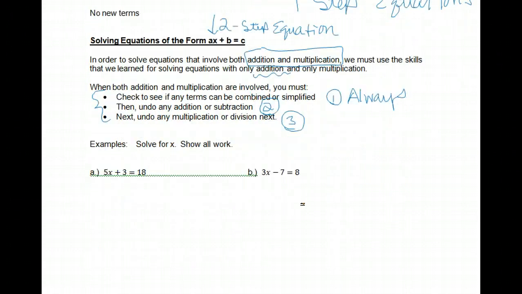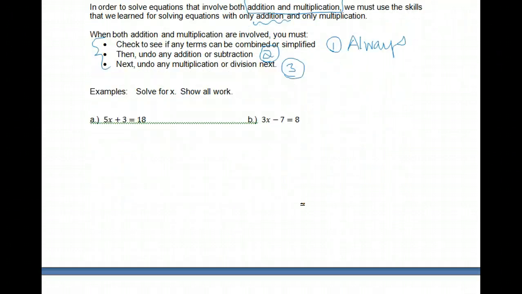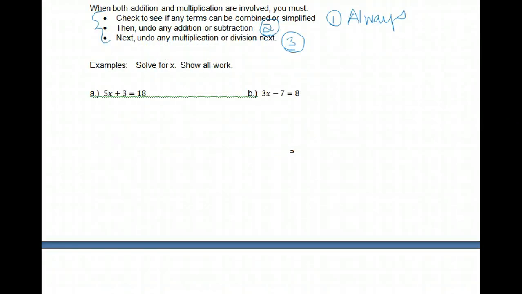Our directions ask us to solve for x and to show all work. So the first thing we do is look to see if any terms can be combined. We have 5x plus 3 equals 18. When we are working on the left-hand side of that equal sign, nothing can be combined. We have a 5x and we have a 3. When you have a variable term and a constant, they are not like terms. They cannot be combined together. So you must resort to your equation solving skills in order to solve that.